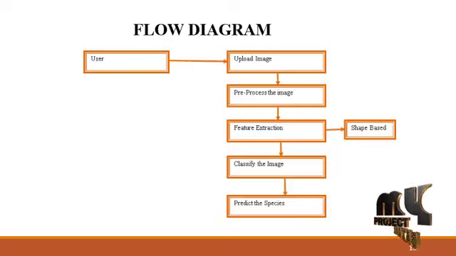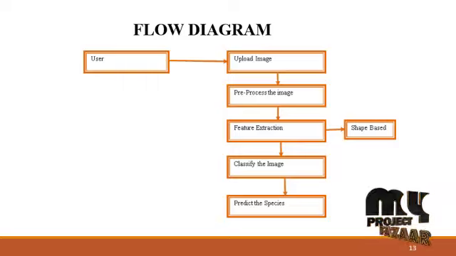Now we are going to see the flow of the project. The user can upload the image first, then the image is pre-processed and features are extracted. The feature extraction is shape based. Then they classify the image and predict the species using the CNN algorithm.